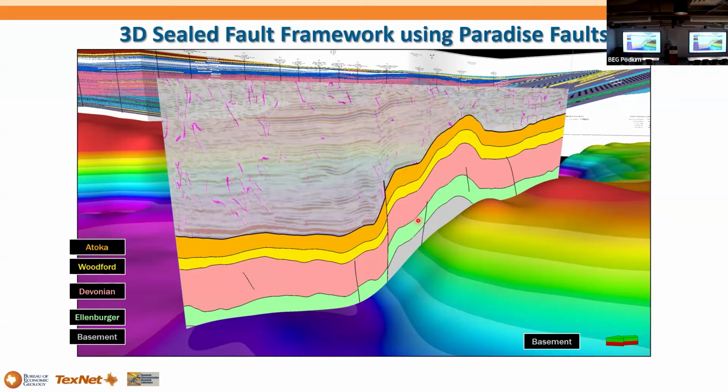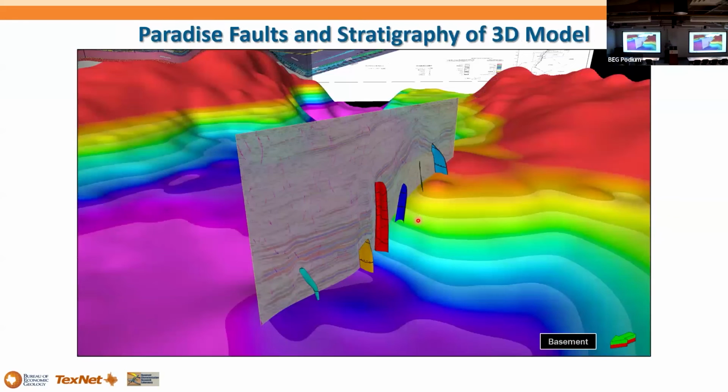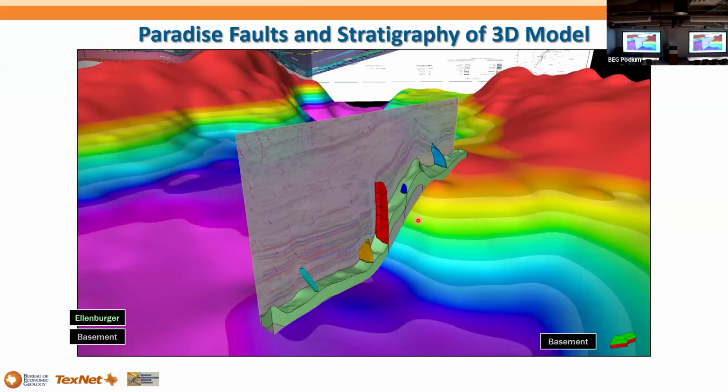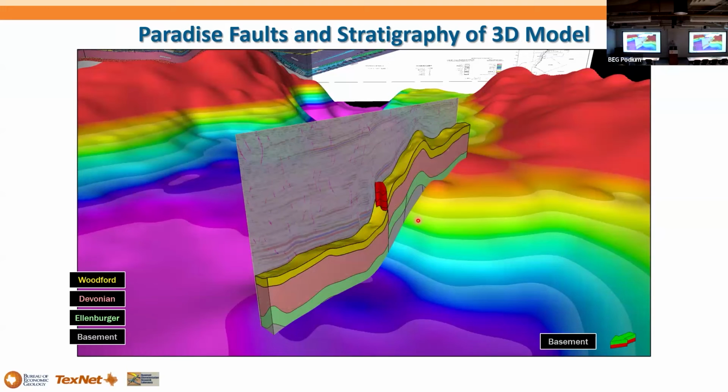But these fault models that you see right here can be used to generate a three-dimensional sealed faulted framework for this part of West Texas, the West Lindsey seismic volume. So those are the faults derived from Paradise. And then we start stepping up. This is the Devonian. You saw the Ellenberger earlier. And then we layer on the Woodford and we take it up to the Atoka. Right? So it's very easy, and that's the point I was trying to make, to have tools like Paradise integrated with your interpretation environment. Now, why is that so important? Well, because most of us spend way too much time importing and exporting data.